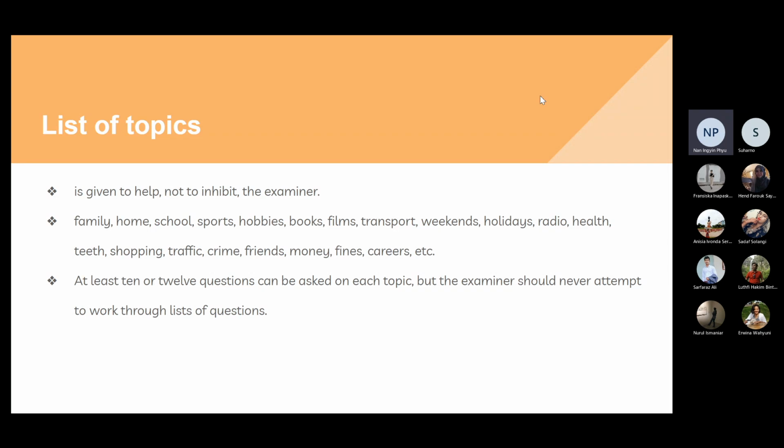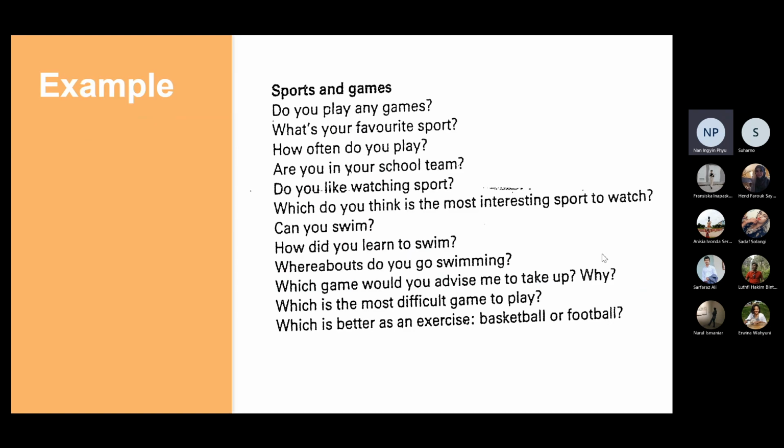At least 10 to 12 questions can be asked on each topic, but the examiner should not attempt to work through the list of questions, because sometimes the question list cannot be used just like a walkthrough; it depends on the student's answer. For example, do you have any siblings? Then the student might answer, no, I'm the only one. Then if the next question is how old is your sibling, the examiner won't be able to ask this question. So the examiner shouldn't attempt to walk through the list of questions step by step. That is the point that has to be taken care of.